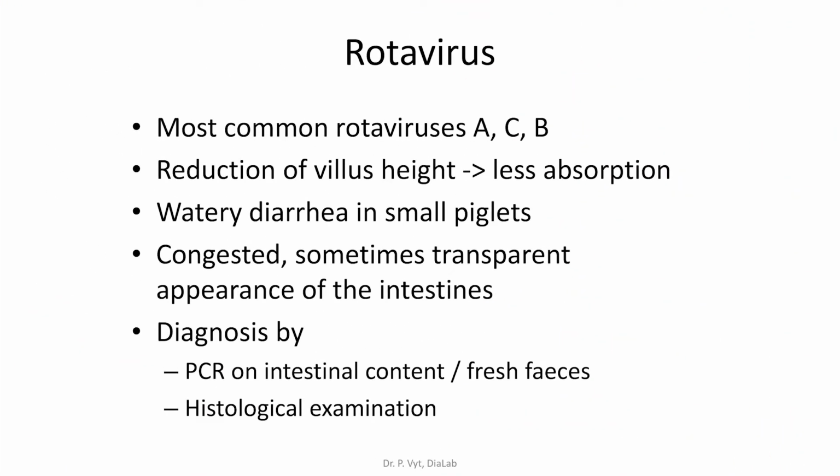When we look at the intestines, they are congested, sometimes even transparent, because the intestinal wall is narrower than normal. How do we know it's rotavirus? Well, we look at the intestinal content by PCR, and we can determine the type of rotavirus. And we can also look at the typical lesions on histological examination. We see that the villi are very short compared to a normal intestine.